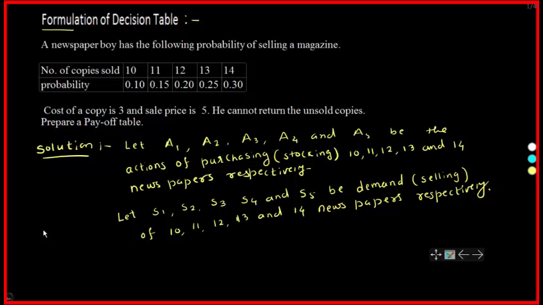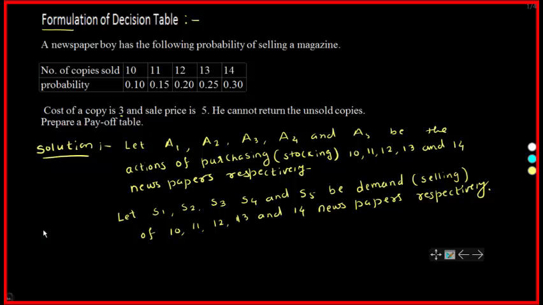We consider an example. A newspaper boy has the following probability of selling a magazine. Number of copies sold and probability is given. Newspaper boy sold 10 copies with probability 0.1. He can sell 11 copies with probability 1.5, 12 copies with probability 0.2, 13 copies with probability 0.25 and 14 copies with probability 0.3. Cost of a copy is rupees 3 and sale price is rupees 5. He cannot return the unsold copies. Prepare a payoff table or a decision table.